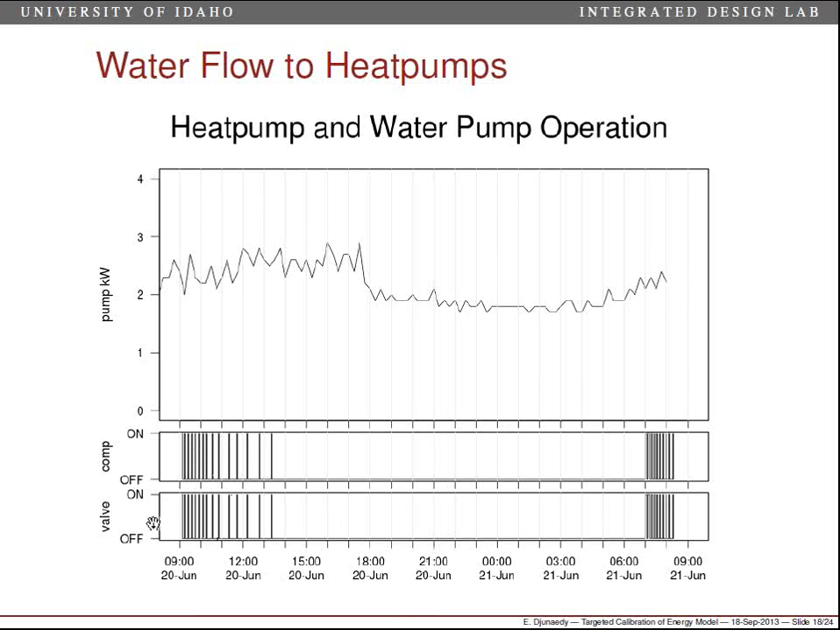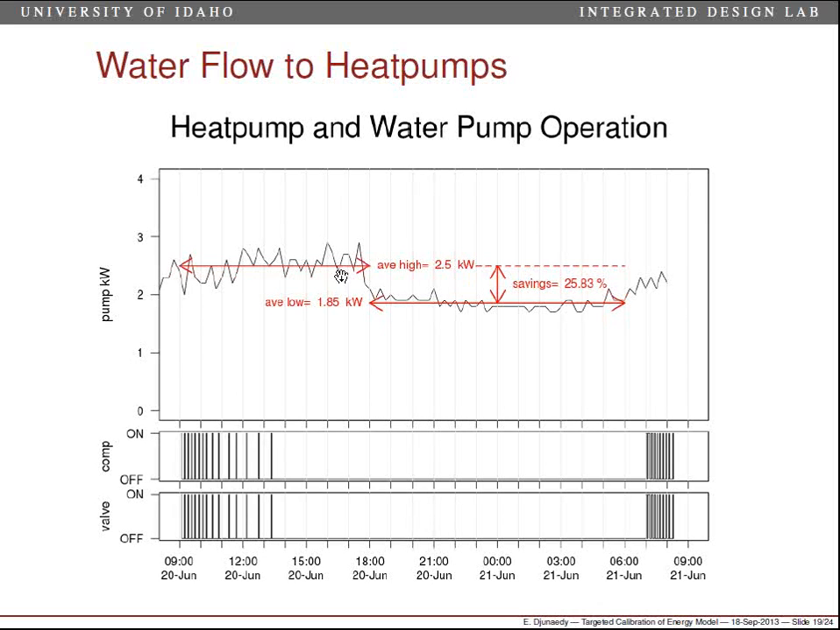And this is an example of the compressor of the heat pumps and the opening and closing of the valve. You can see here, this particular heat pump, when it's shut off for this period of time, it doesn't coincide with the pump energy consumption.